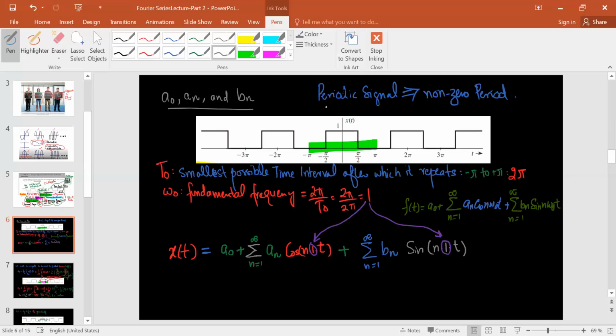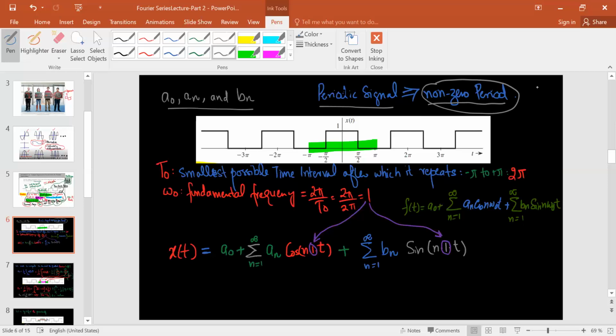Now it's a periodic signal. So when we declare that a signal is periodic, then what we mean is that it has a non-zero period. So you cannot declare 0 as a period. Otherwise, DC signals, which do not repeat at all, would have 0 period. But when we talk about a periodic signal, we specifically think about a signal which has a non-zero period. So it means the period has some finite value in terms of time.